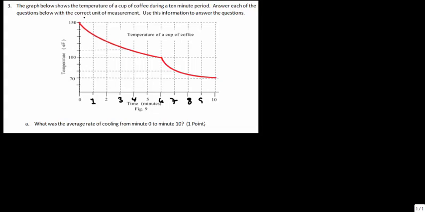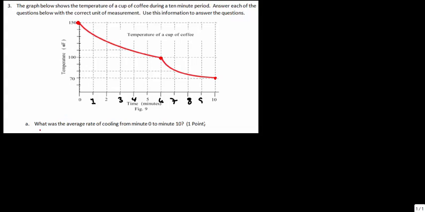Okay, now notice that the coffee started out at 150 degrees Fahrenheit. So we started out up top here, and then it cooled for a little bit, and then it got down to 100 degrees. Then it dropped and cooled again, and we finally get down to 70 degrees. So we've got these 3 points that are significant. We're going to use this information from this graph to answer the following questions.